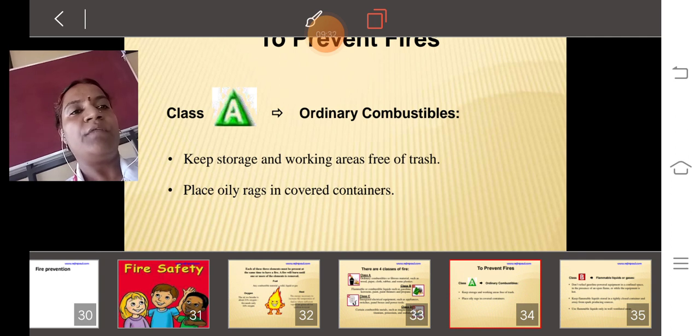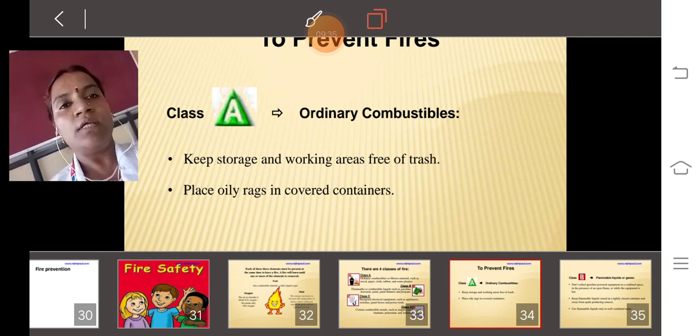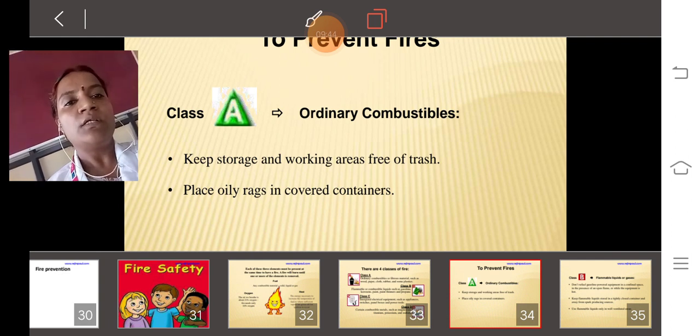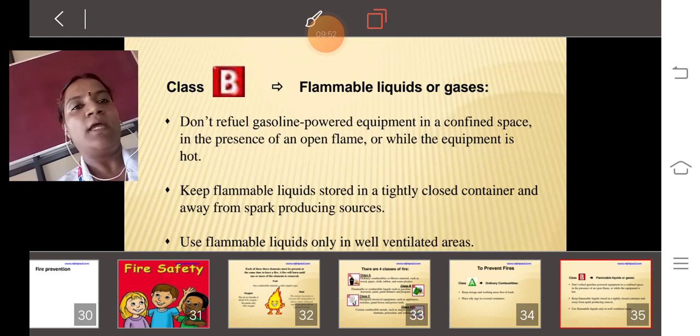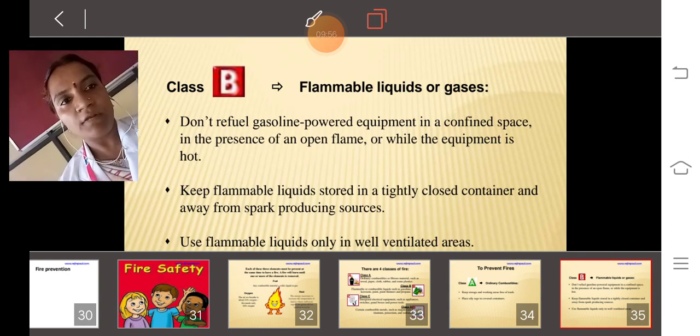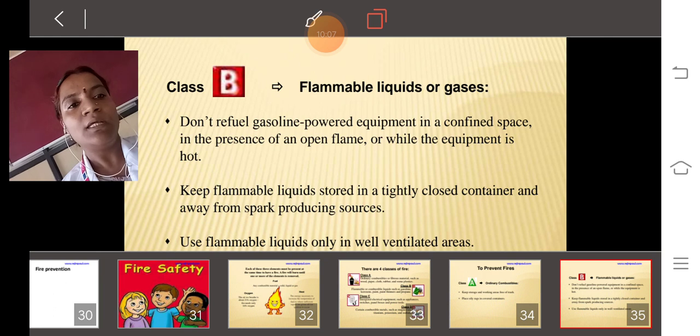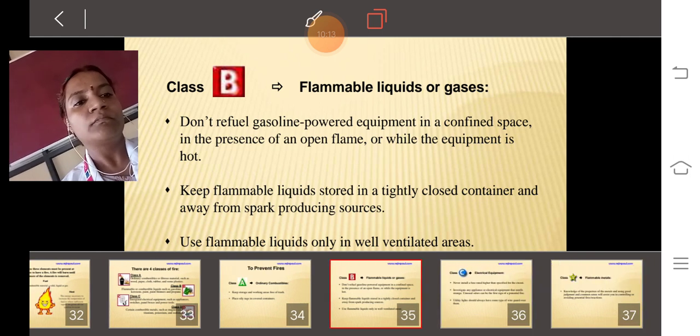Now, how to prevent fire? We already saw class A, which is nothing but ordinary combustible materials. So how are we going to prevent it? Just keep storage and working areas free of trash. And the second one, class B. We already know that it is nothing but flammable liquids. So how are we going to protect ourselves or equipment from these flammable liquids? Keep all the flammable liquids stored in a tightly closed container and away from sparks.